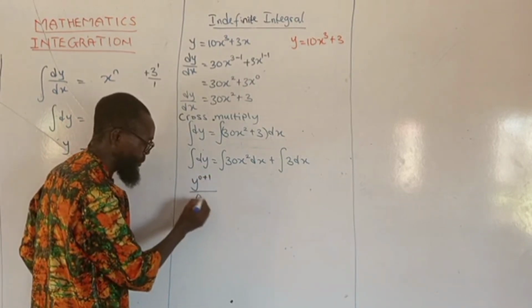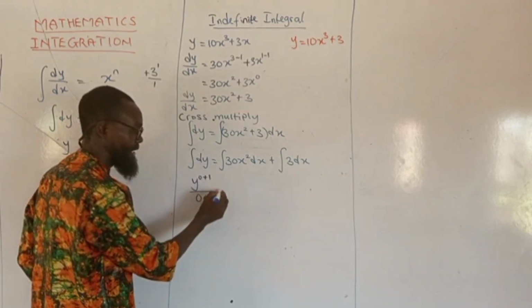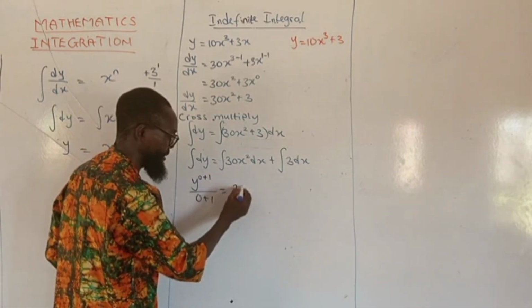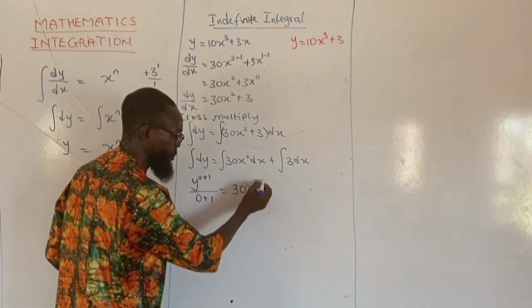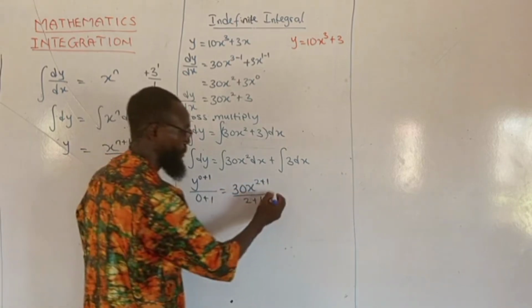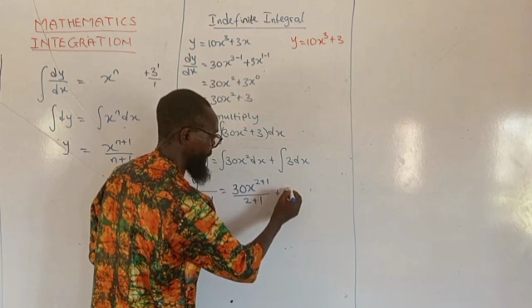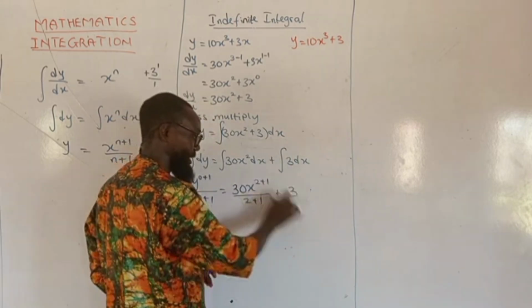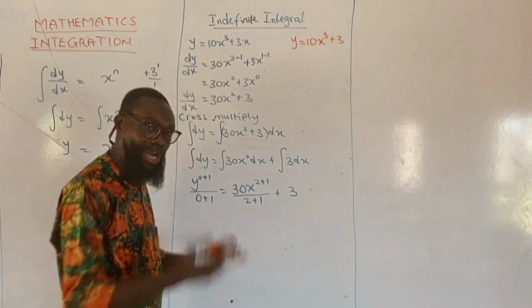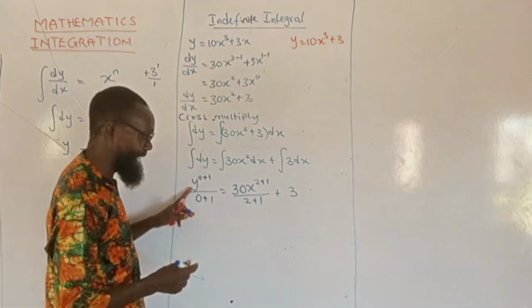Divide it by 0 plus 1. That's this power. Come to this side: 30x to the power of 2 plus 1, over 2 plus 1, plus 3. Now here, this is a constant. As we say, this is 1 that is there. And how can we get 1, as we did it here?